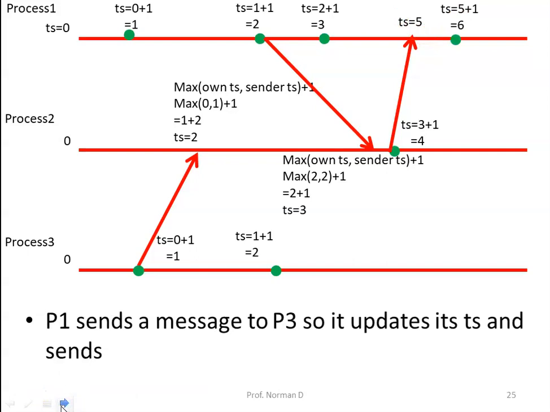Next, we assume that P1 sends a message to P3. So P1 is sending a message to P3. Now the timestamp over here will be the current timestamp, that is 5 plus 1, which will give us the timestamp as 6.